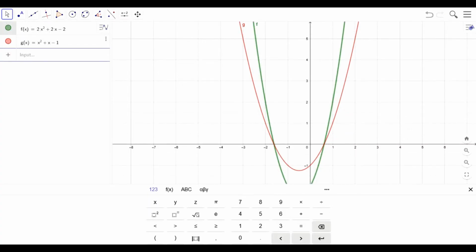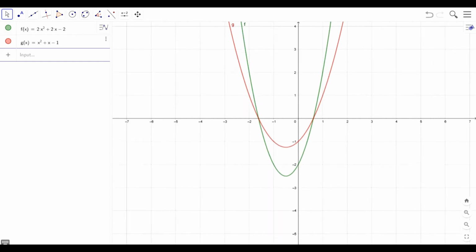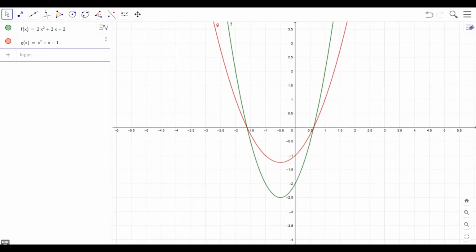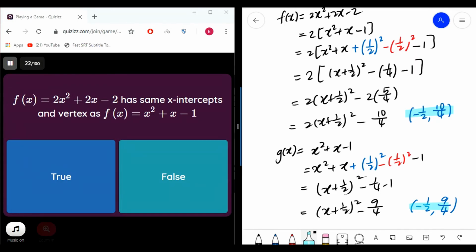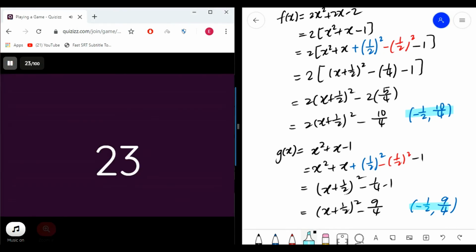The one in green is the first function, 2x squared plus 2x minus 2. And the one in red color is the second function, x squared plus x minus 1. As you can see, they have same x-intercepts, but different vertex. Or to be precise, the vertex have same x-coordinate but different y-coordinate. The statement is false. Different vertex. Number 23.